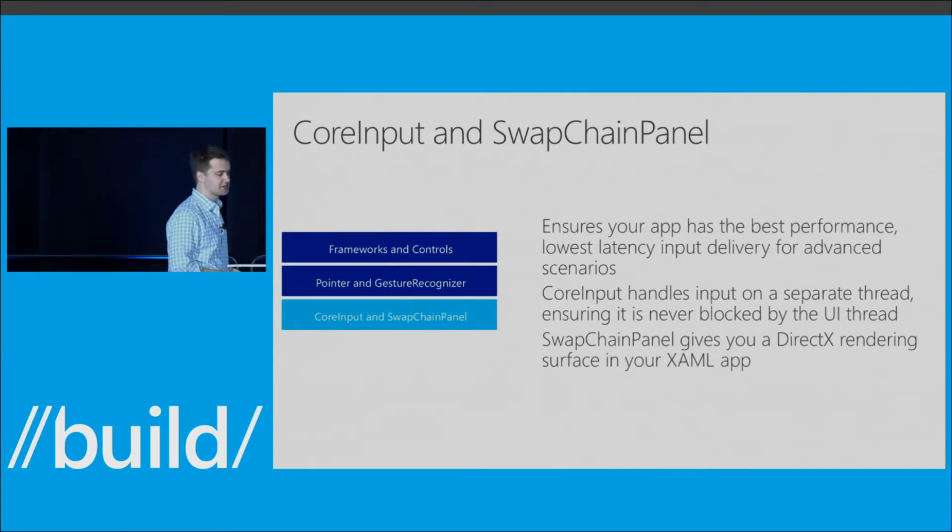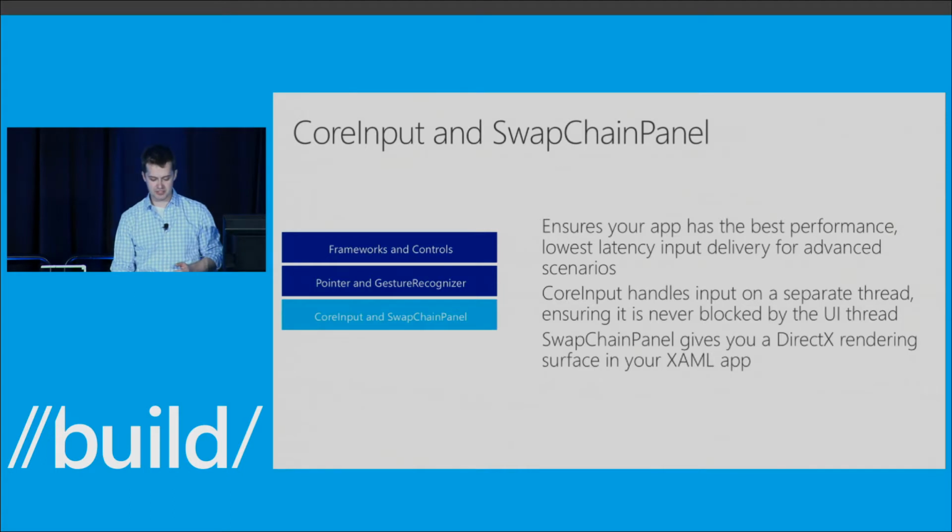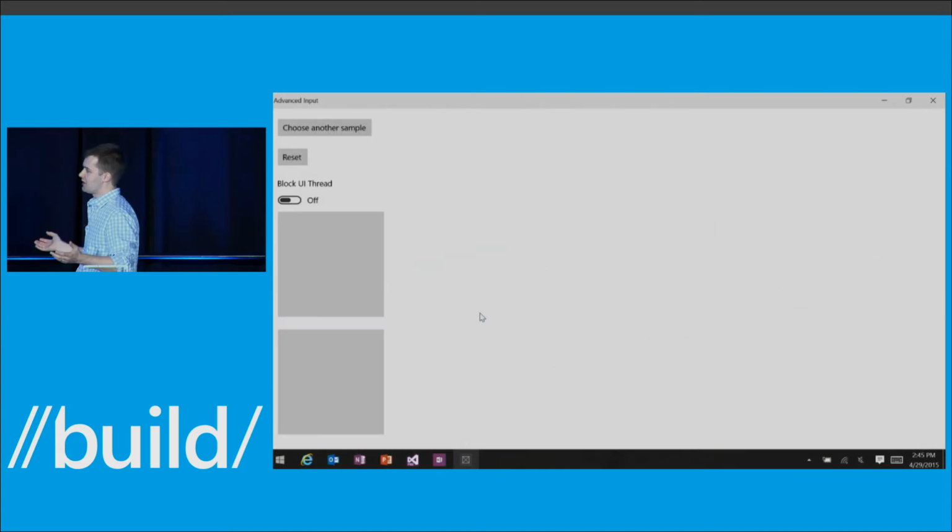And so we'll show you a sample that recreates the last two that we showed you, but uses core input and Swap Chain Panels behind the scenes. We're also, I should say, using Win2D here. This isn't a talk about rendering, so we're not going to show you 2,000 lines of DirectX code.